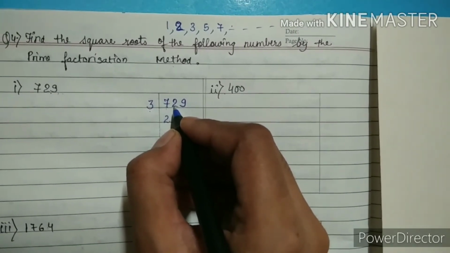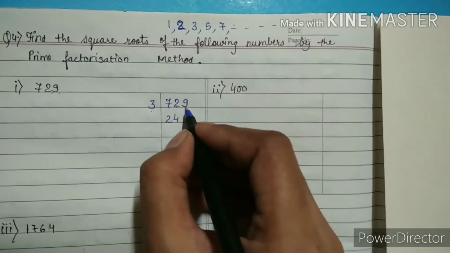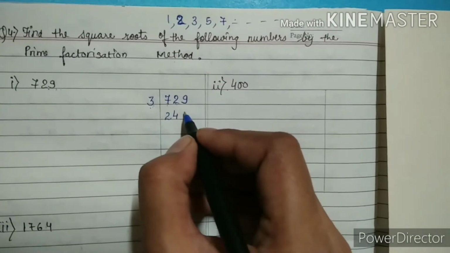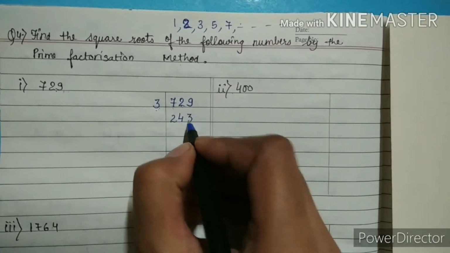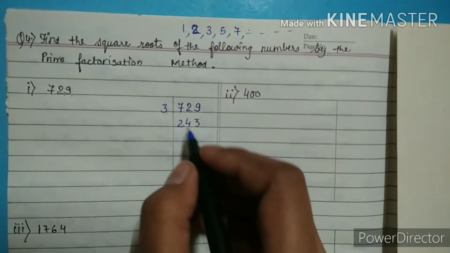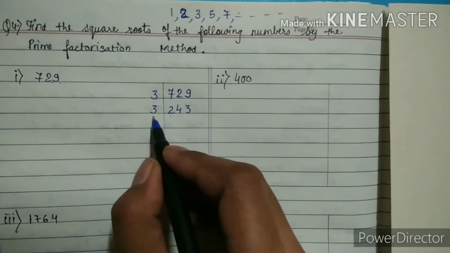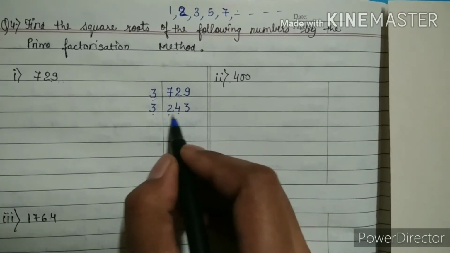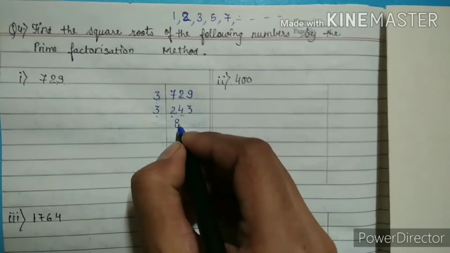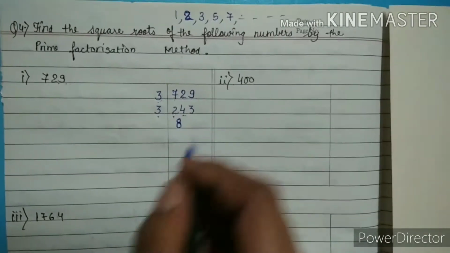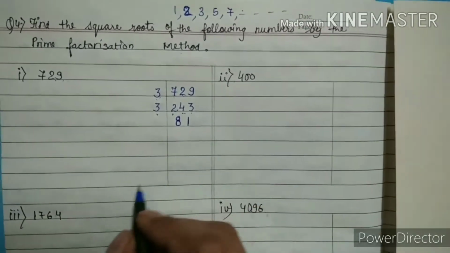So 12 is in the table of 3, 4 times. Sorry, 9 is in the table of 3. Now again we divide by 3. 2 can't be divided by 3, so 24. Is 24 in the table of 3? Yes, 8 times. Now 3 is here, and 3 is in the table of 3, 1 time.